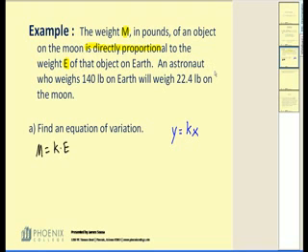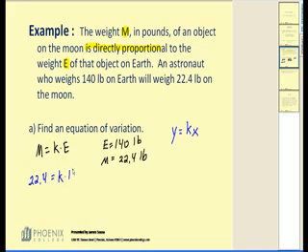An astronaut who weighs 140 pounds on Earth, so when E equals 140 pounds, they'll weigh 22.4 pounds on the moon. M is equal to 22.4. So again, when E is 140, m is 22.4. We can use these values in this equation and find our constant of variation. Let's go ahead and do that. 22.4 is equal to k times 140.